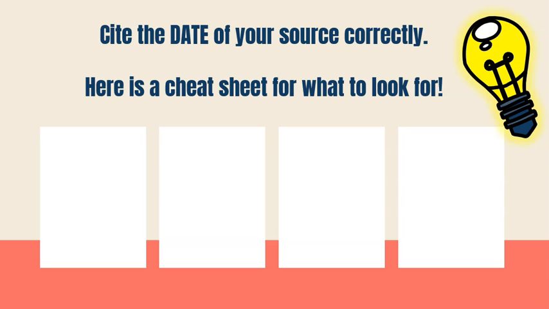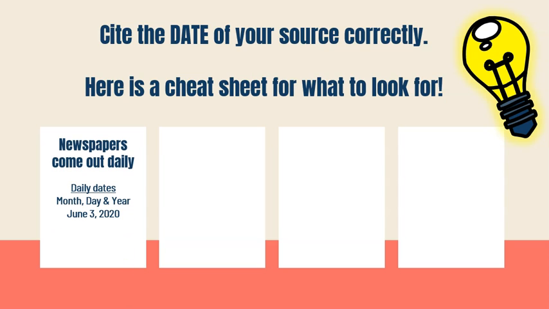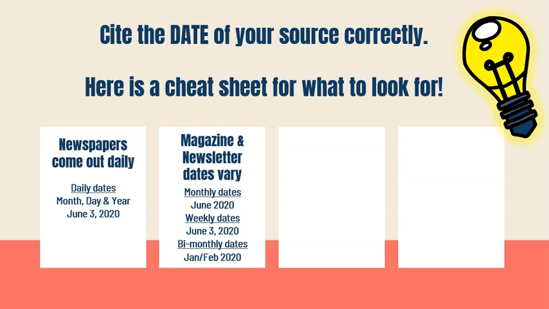Be sure to cite the date of your source correctly. Here's a cheat sheet for what to look for. Newspapers come out daily. Daily dates will have a month, day, and a year. For example, June 3rd, 2020. Magazine and newsletter dates vary. Monthly dates will state something like June 2020. Weekly dates will have a month, day, and a year, like June 3rd, 2020. And bi-monthly dates will list them as 2 months and a year. For example, January/February 2020.